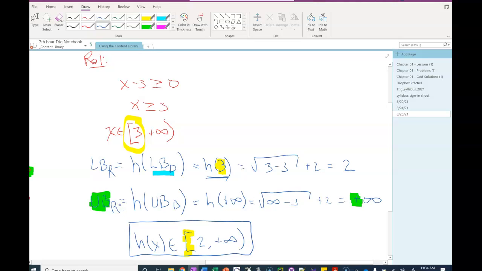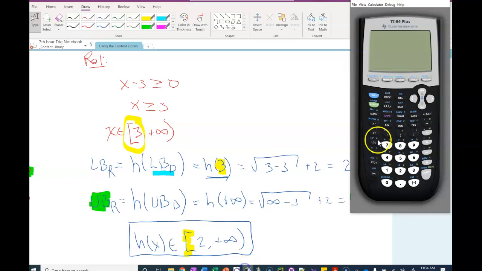Everybody's okay there? Now, again, we mentioned at the start that this was something you could have graphed, looked at the picture, and figured out the range without having to do it algebraically, because the directions did not ask for you to do it algebraically. You could have done it any way you wanted.